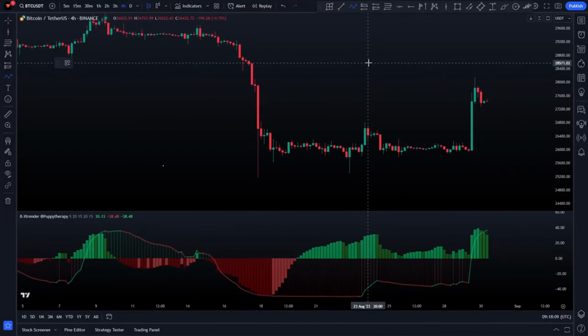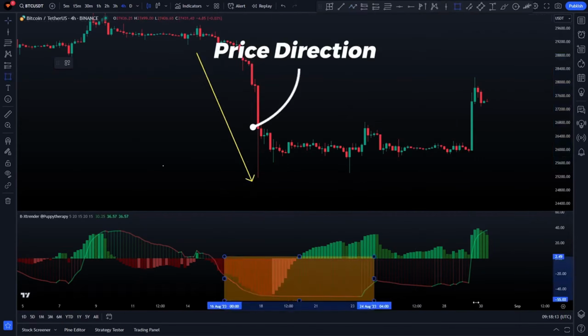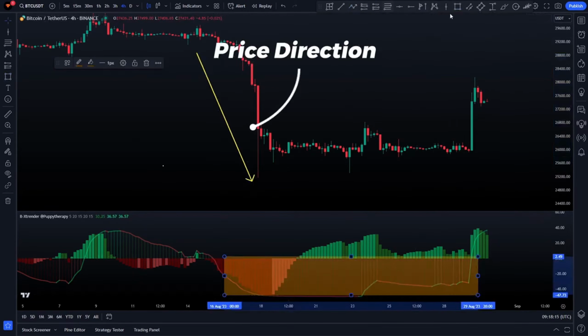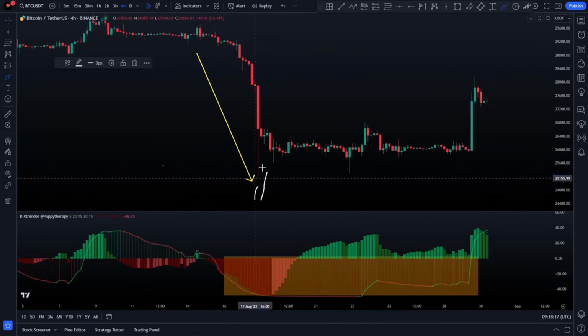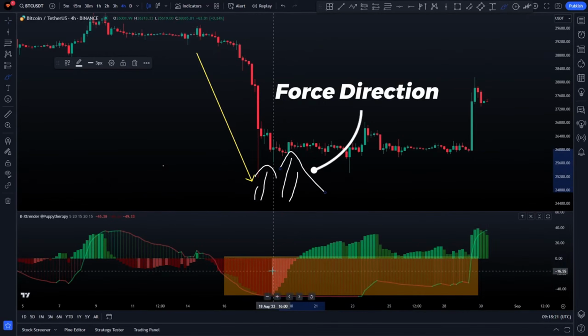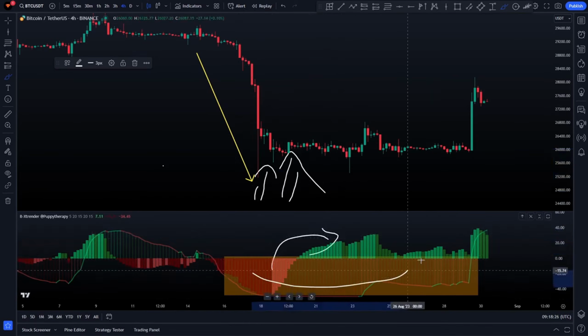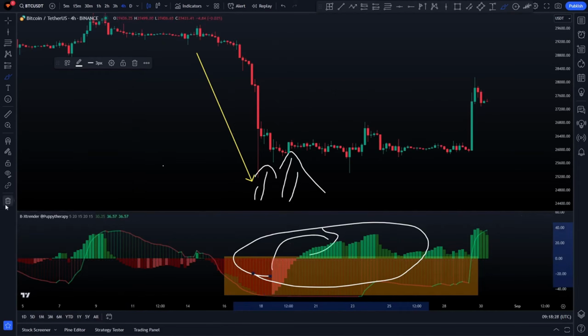Let me give you an example. Look at this chart. The price keeps going down. It means the trend is bearish, but you can feel there is a force that wants to slow down the price and try to push the price toward the opposite direction. And we also can see even though the trend is bearish, the momentum has already turned from bearish to bullish.